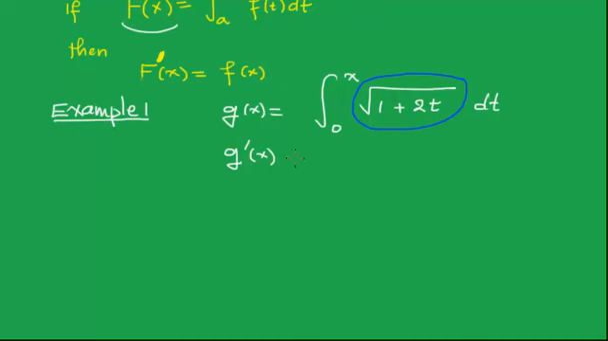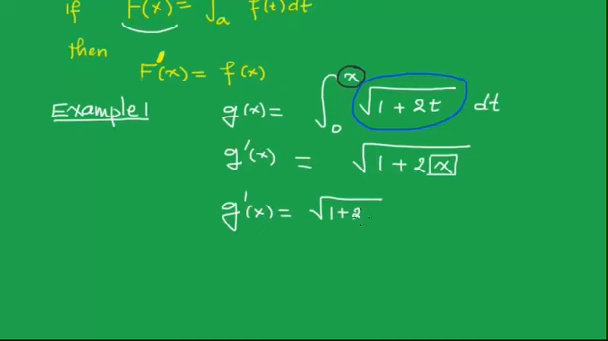So g prime of x equals, I'm rewriting that function, square root of 1 plus 2. Instead of writing t, I'm writing a box there. That's the first step. The second step is what you plug into the box is this upper limit, x. So I'm just plugging x there. So g prime of x is equal to square root of 1 plus 2x. And that's the final answer.